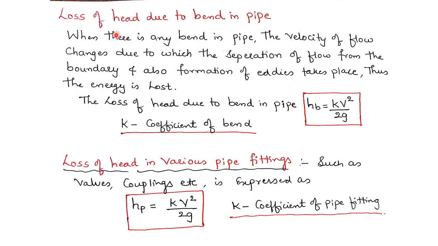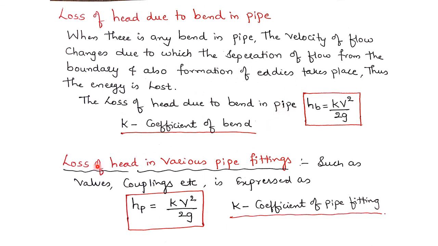Next one is the loss of head due to bend in the pipe. Whenever there is any bend in the pipe, the velocity of flow changes due to separation of the flow from the boundary and formation of eddies takes place. Thus some energy is lost, where loss of head due to bend in pipe is given by HB is equal to K into V square divided by 2G, where K is the coefficient of the bend. So if this value is given, we will consider it in the problems. If the bend is not given, then we will not use this loss of head due to bend in the pipe.